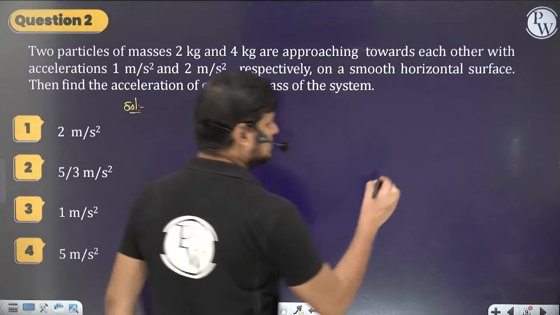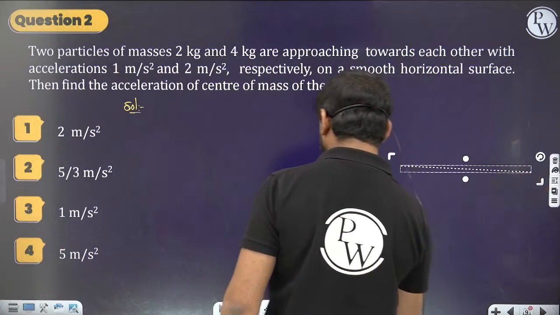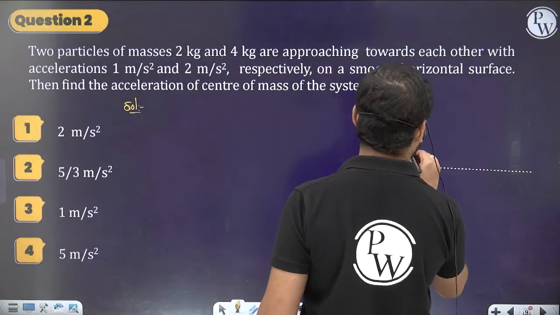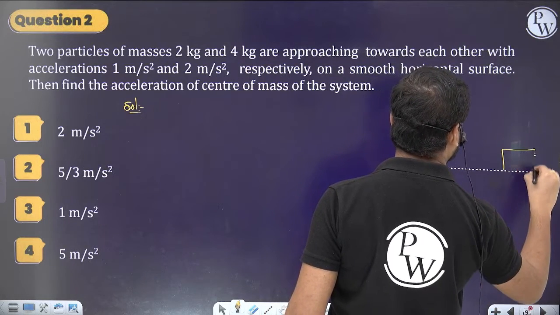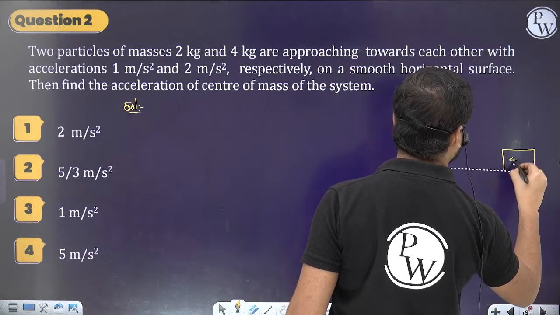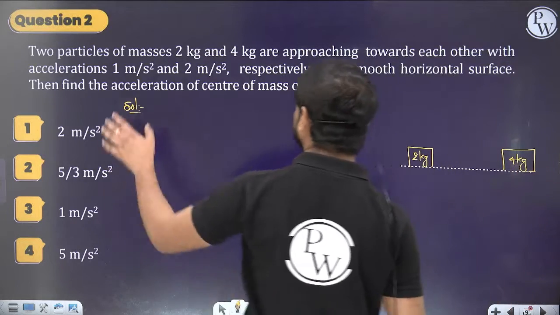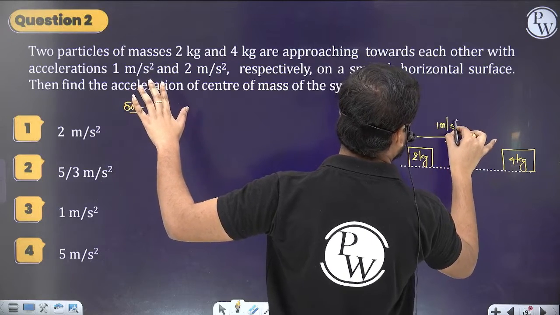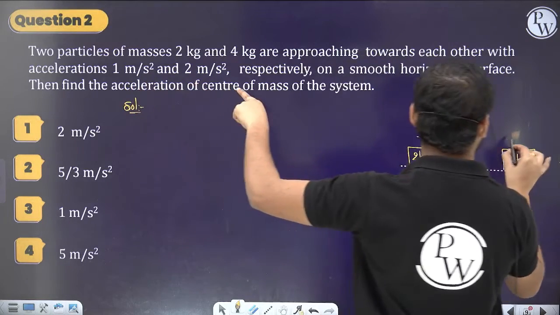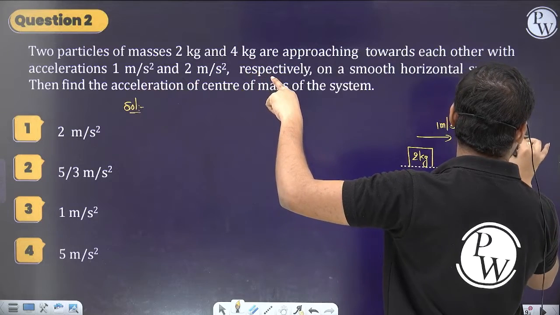So consider this is a smooth horizontal surface and there are two blocks. One block is of mass 2 kg and the other block is of mass 4 kg. Now they both are accelerating towards each other. If one is moving with an acceleration 1 meter per second square, the second one is accelerating 2 meter per second square.